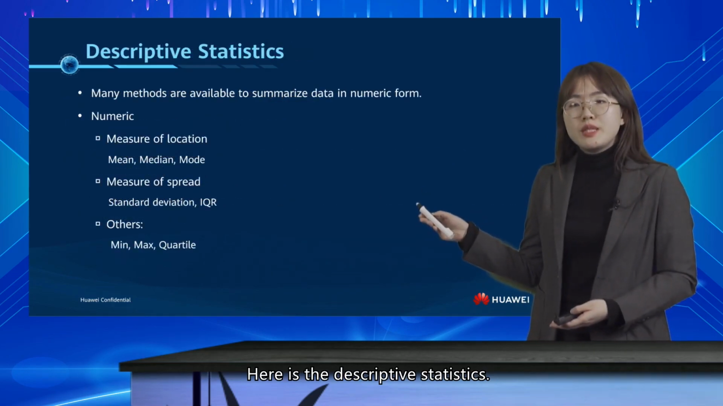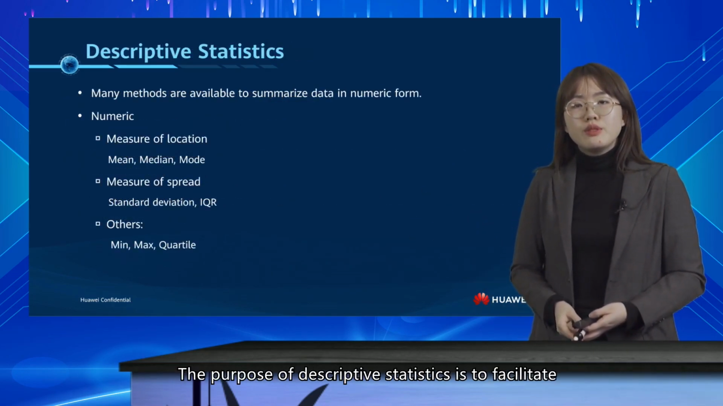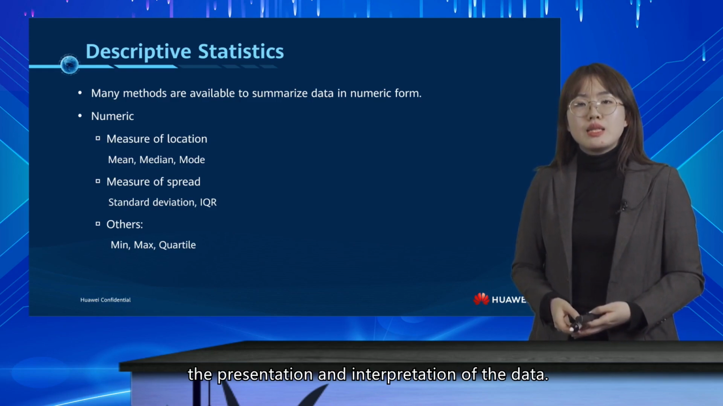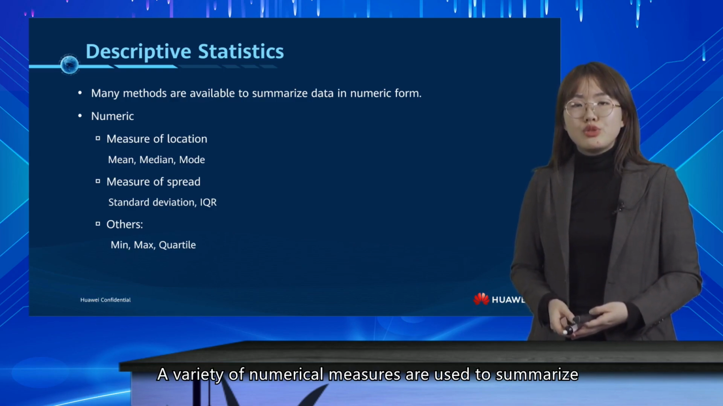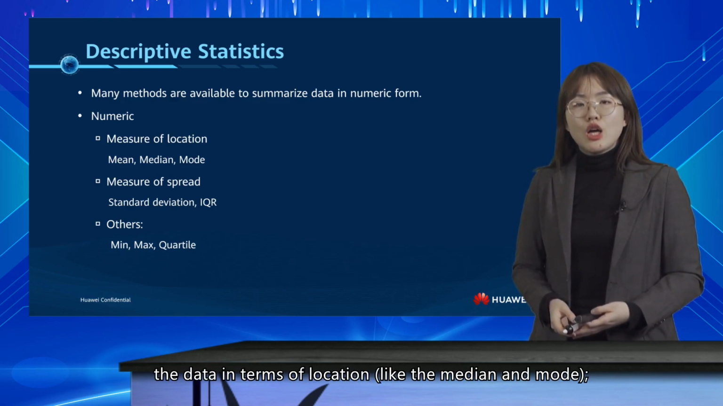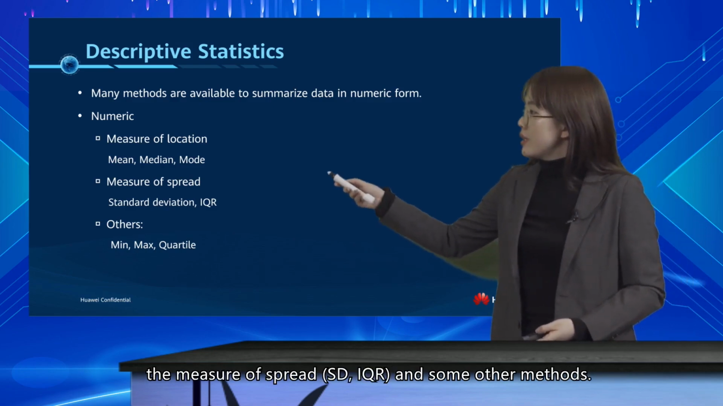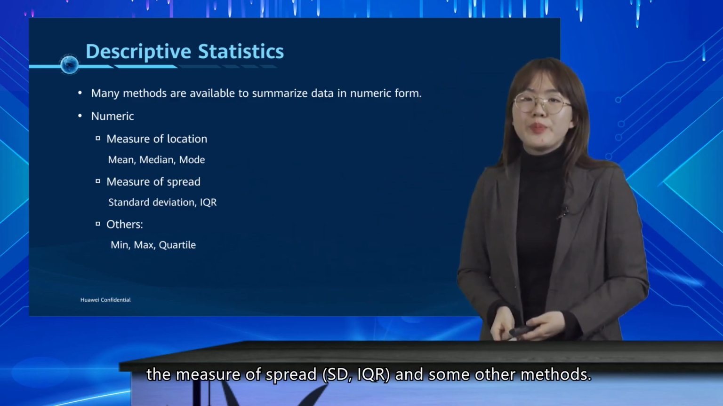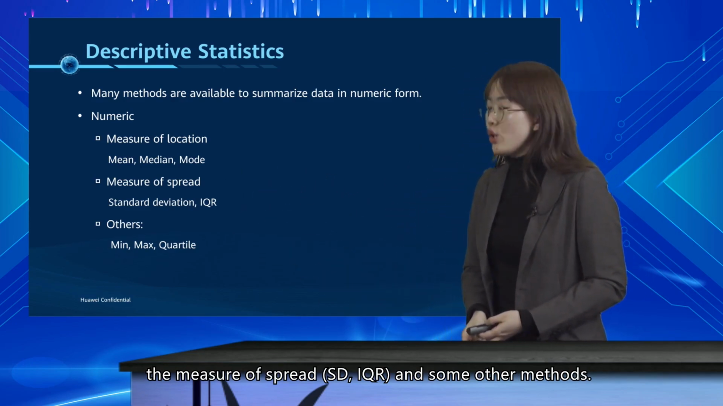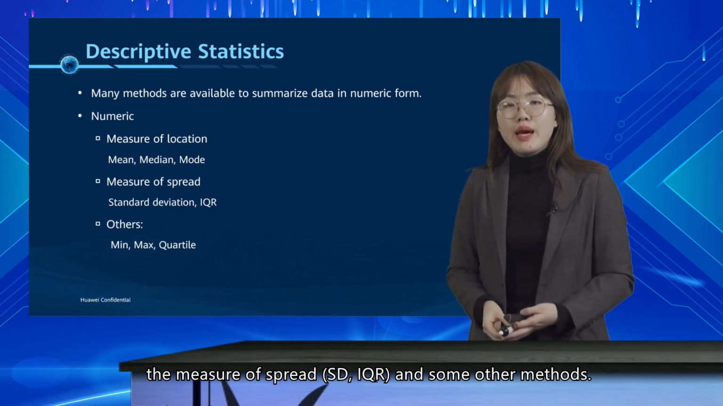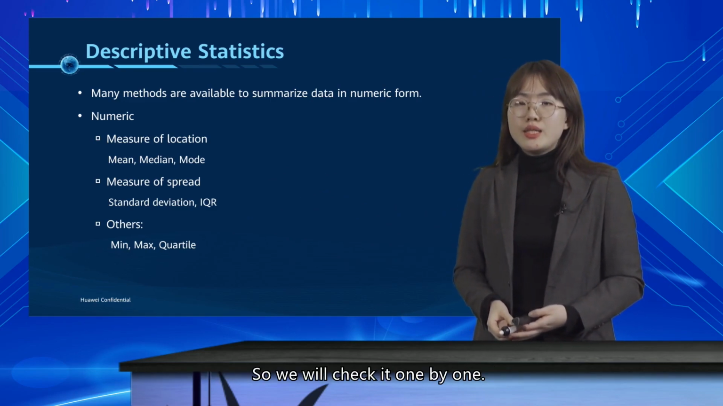Here is descriptive statistics. The purpose of descriptive statistics is to facilitate the presentation and interpretation of the data. A variety of numerical measures are used to summarize the data in terms of location, like the median and mode, the measure of the spread, standard deviation, IQR, and some other methods. So we will check them one by one.